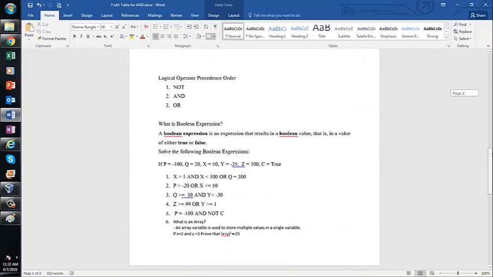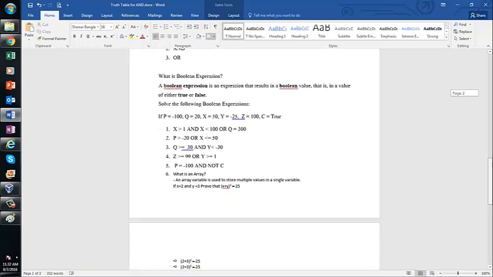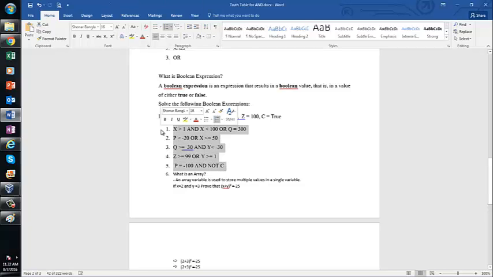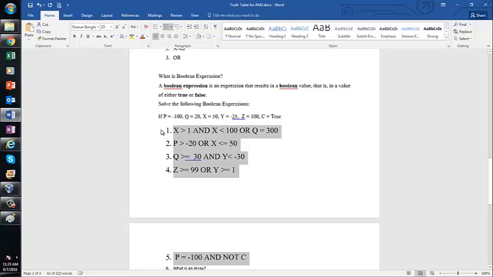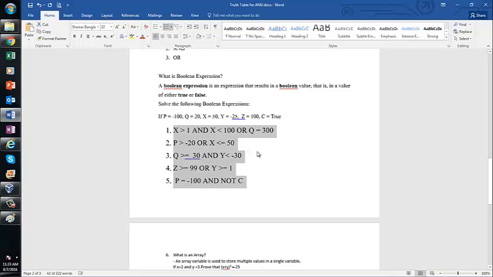We have some expressions for you to solve. Can you see expressions 1, 2, 3, 4, 5? I'm going to make it bigger so that you can take a good look and then solve it. I have values p equal to minus 100, q equal to 20, x equal to 50, y equal to minus 25, z equal to 100, c equal to true, and then you are solving these expressions in your exercise book or in your computer in Microsoft Word. You are solving it now.